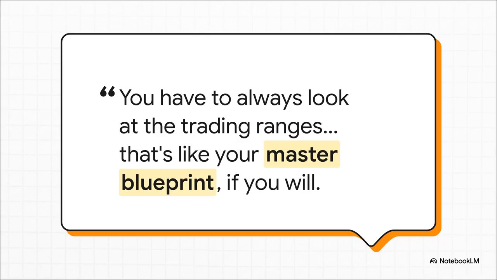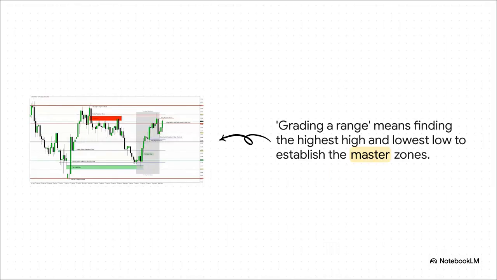Everything, and I mean everything we're about to do, flows from first identifying the dominant range that price is currently stuck inside of. And this leads us to our first real practical step, grading the range. It's actually really simple. You go to a higher time frame chart, say the daily, and you find the highest high and the lowest low of the current major price swing. That's your range. The top half of that range, that's your premium zone. The bottom half, that's your discount zone. And just like that, you've got institutional context for every single move.